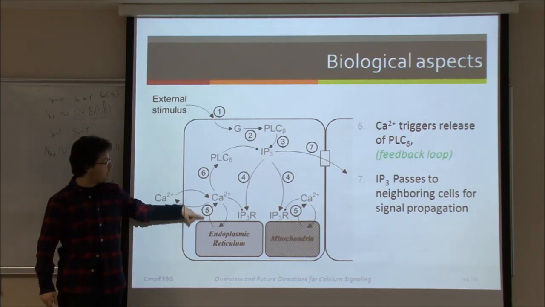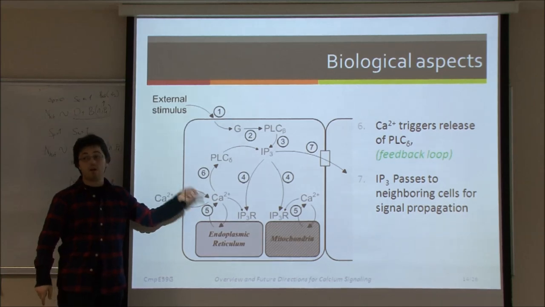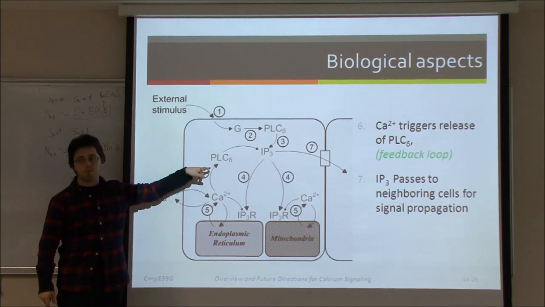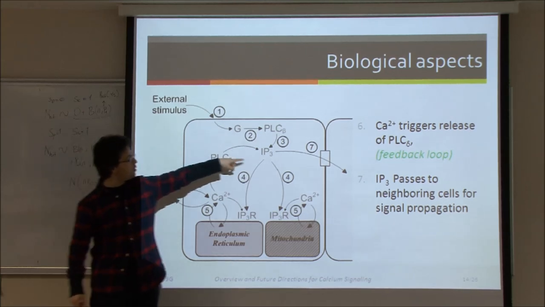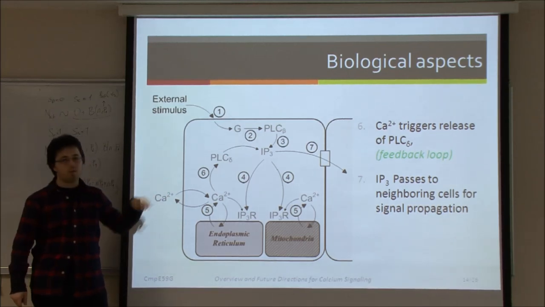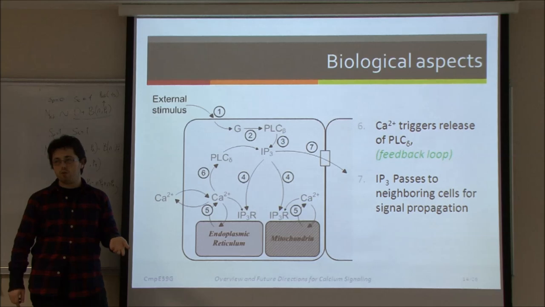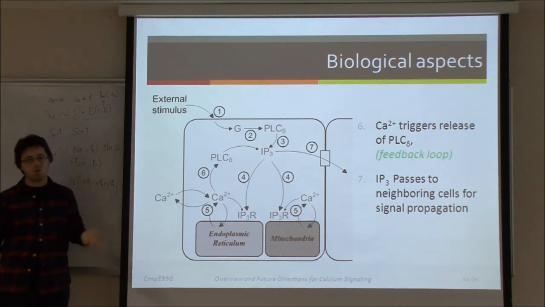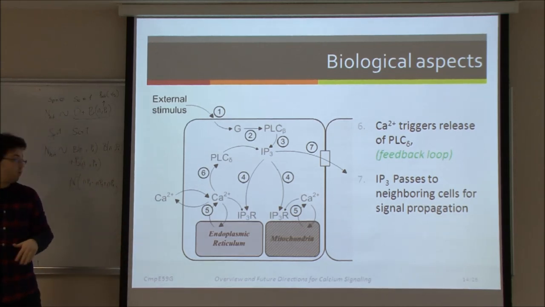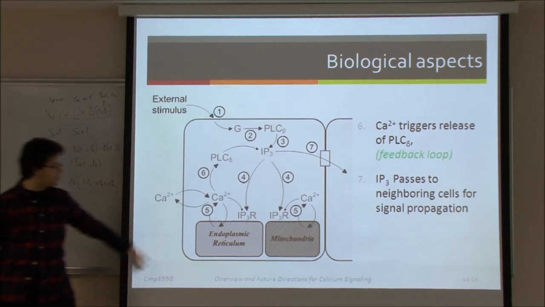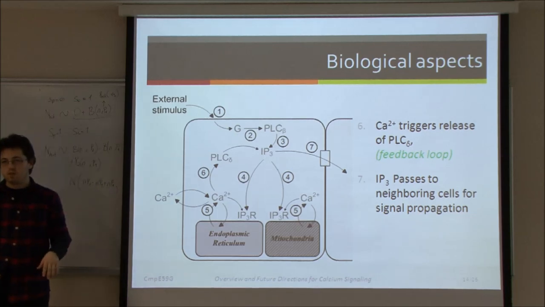The funny thing is, the increased calcium ions also trigger the release of another PLC type, which in turn triggers the release of more IP3. So there's a kind of positive feedback loop here. The more IP3 you have, the more calcium you have in the cytoplasm. The more calcium in the cytoplasm, the more IP3 you have. It seems like it goes to infinity until all of these storages are empty.